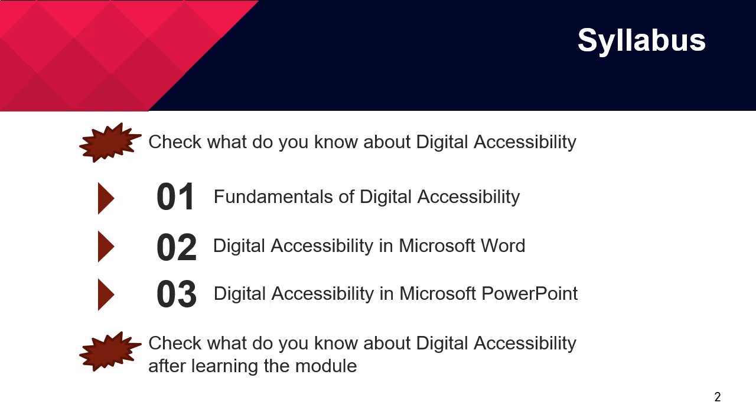The module is divided into 3 different units: Fundamentals of Digital Accessibility, Digital Accessibility in Microsoft Word, and also in PowerPoint. After the module, you will find once again a short questionnaire with 5 questions to check the knowledge you acquired during this module. This questionnaire is different from the initial one.